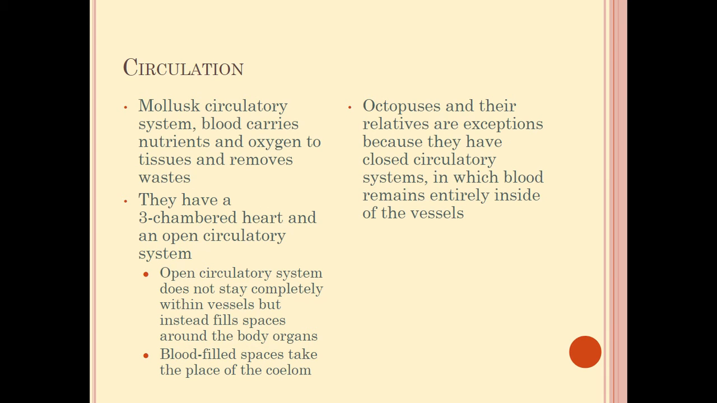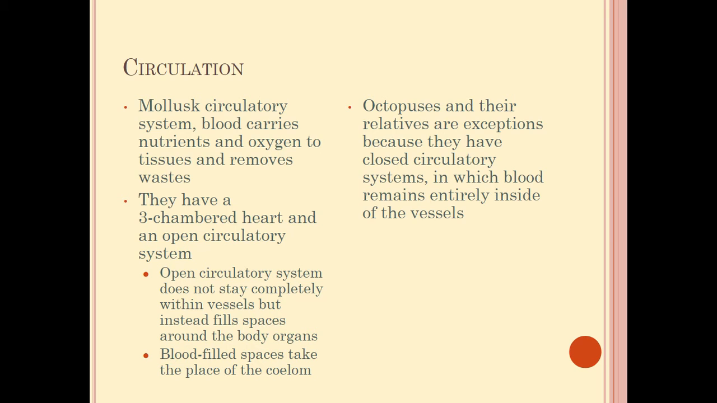The circulatory system of a mollusk. Mollusk circulatory systems carry blood and nutrients and oxygen to all the tissues and then remove them. They have a 3-chambered heart, which is much different than ours. We have a 4-chambered heart. And they have an open circulatory system. An open circulatory system means the blood will drain back to the heart and then is pushed out.